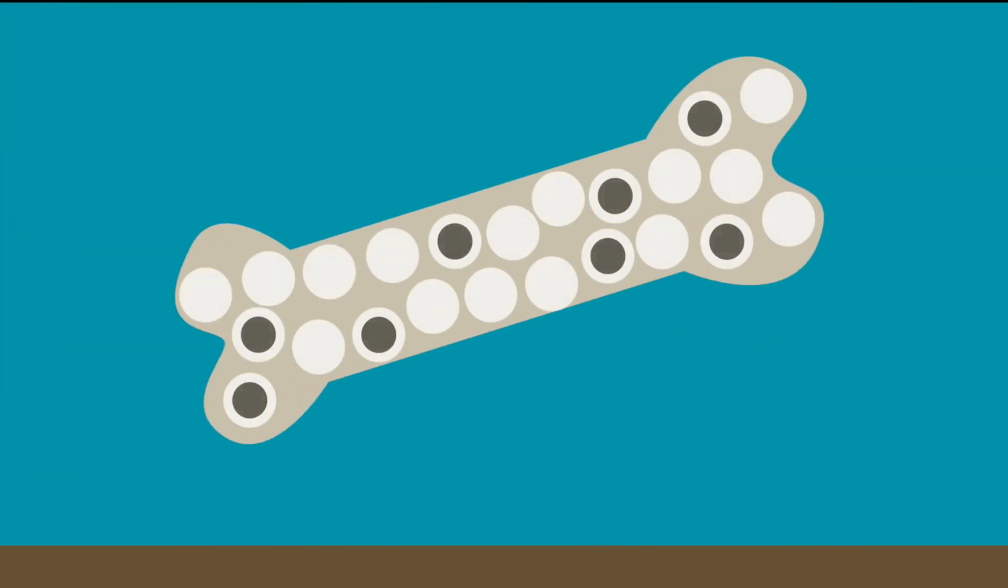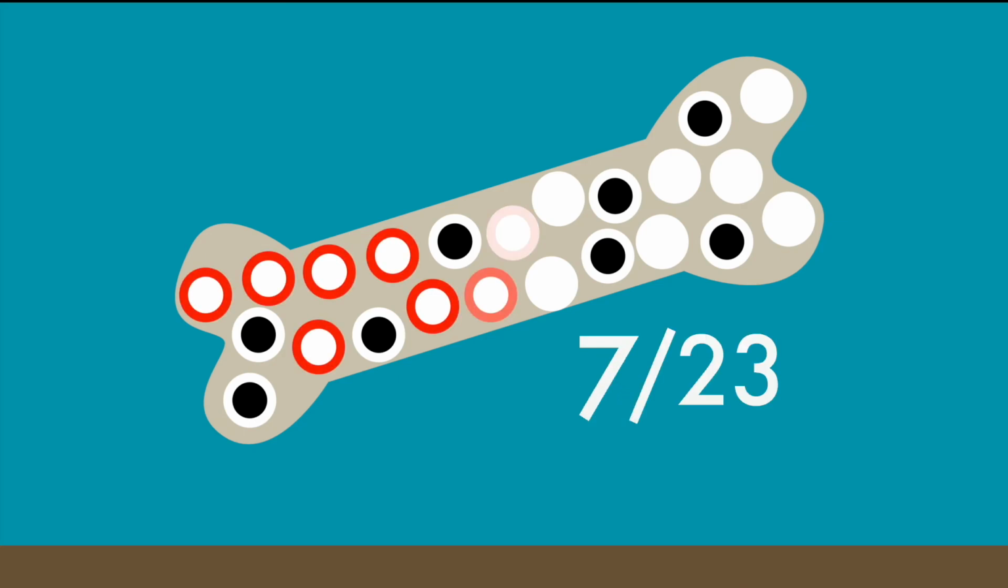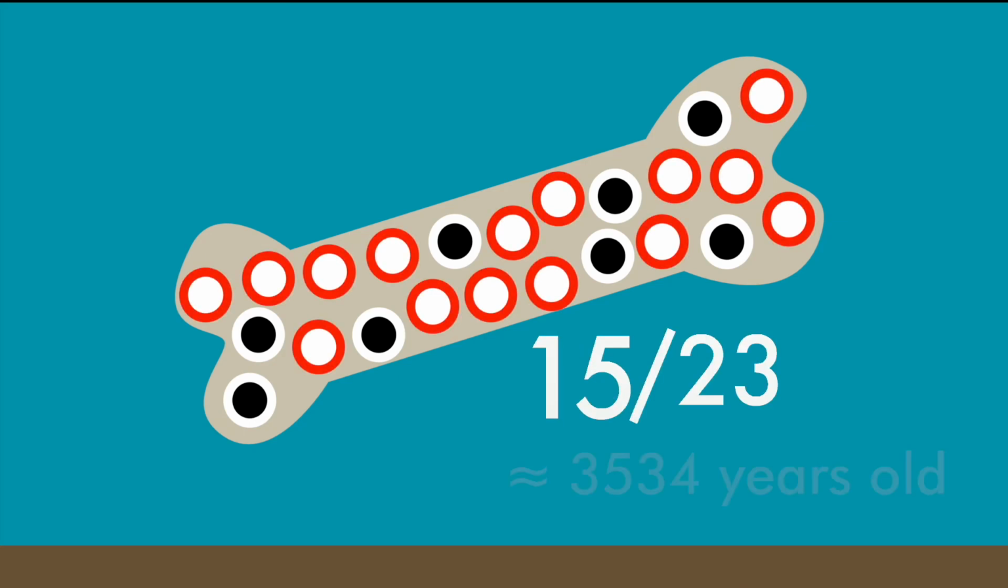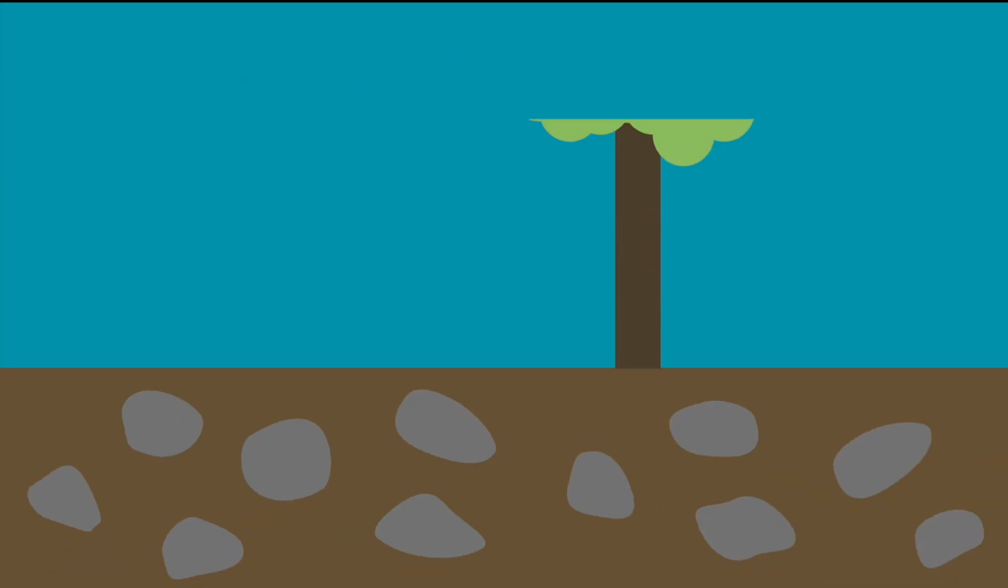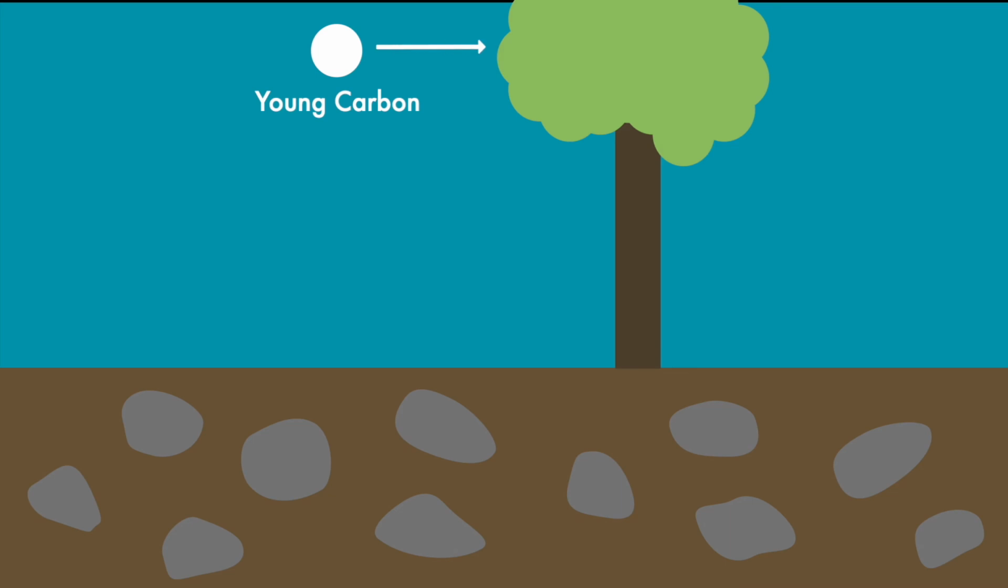So when scientists find organic materials, all they need to do is to count the carbon isotopes. The fraction of C14 will then tell them the age of the object with amazing precision. It's relatively easy for a tree. Its carbon is straight from the air and therefore young, which means without much C14 decay.